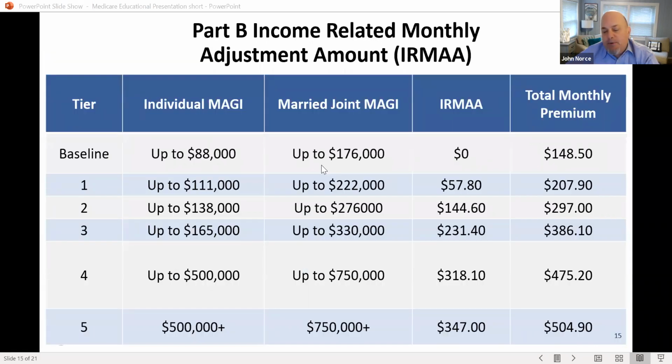This is, I'm going to show people because Medicare doesn't cost the same for everyone.